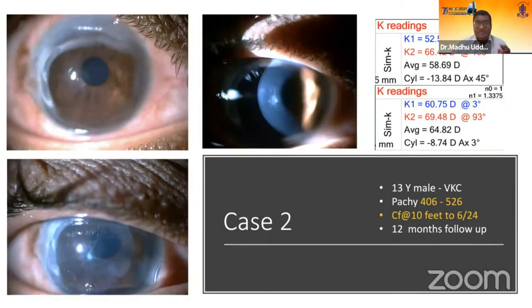This is the second case that I showed you in surgery where you can see the scarring also. Though I thought I may need to convert it into DALK, I was successful in performing the BLT in this case. And the cylindrical power also has come down by 5 to 6 diopters and the patient has again become tolerant to contact lens and doing well.